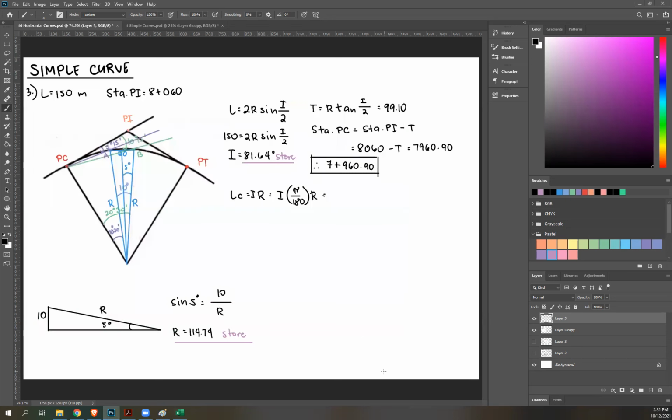163. I believe if you use the stored values, you should get 148. And then store. And then finally, station PT is station PC plus LC. So use this, add it to this. What's the answer?